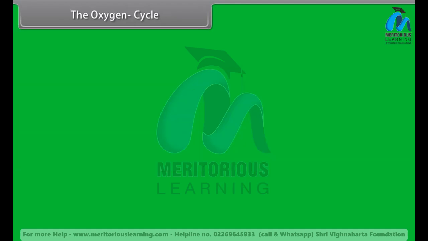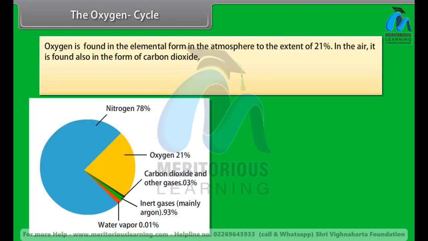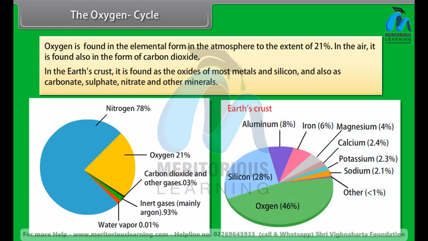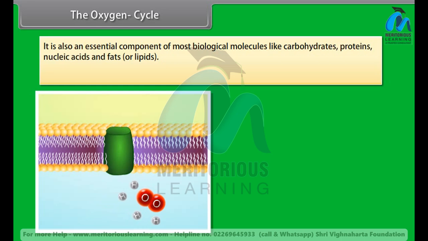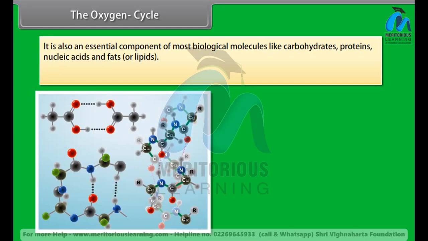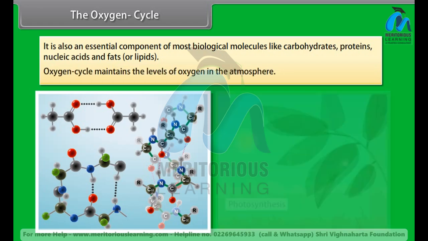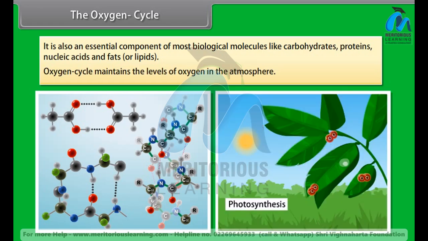The oxygen cycle. Oxygen is found in the elemental form in the atmosphere to the extent of 21%. In the air it is found also in the form of carbon dioxide. In the Earth's crust, it is found as oxides of most metals and silicon, and also as carbonate, sulfate, nitrate, and other minerals. It is also an essential component of most biological molecules like carbohydrates, proteins, nucleic acids, and fats, or lipids. Oxygen cycle maintains the levels of oxygen in the atmosphere.